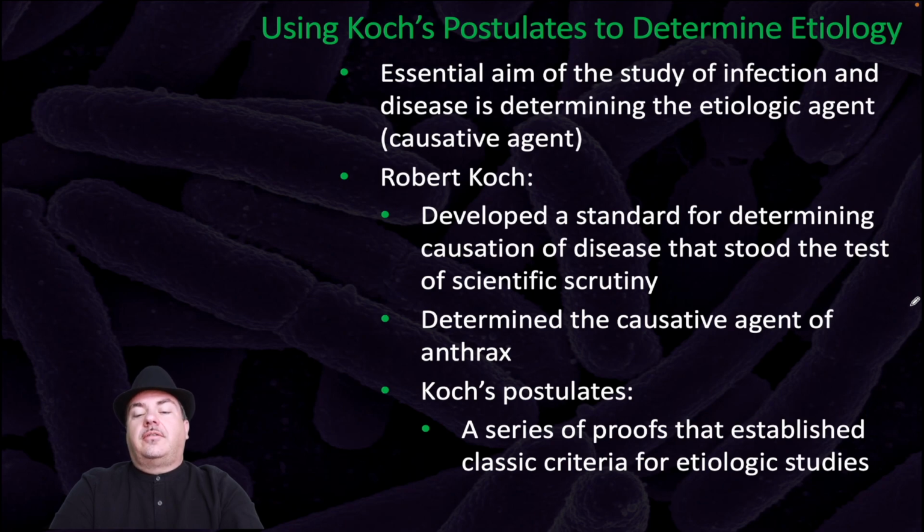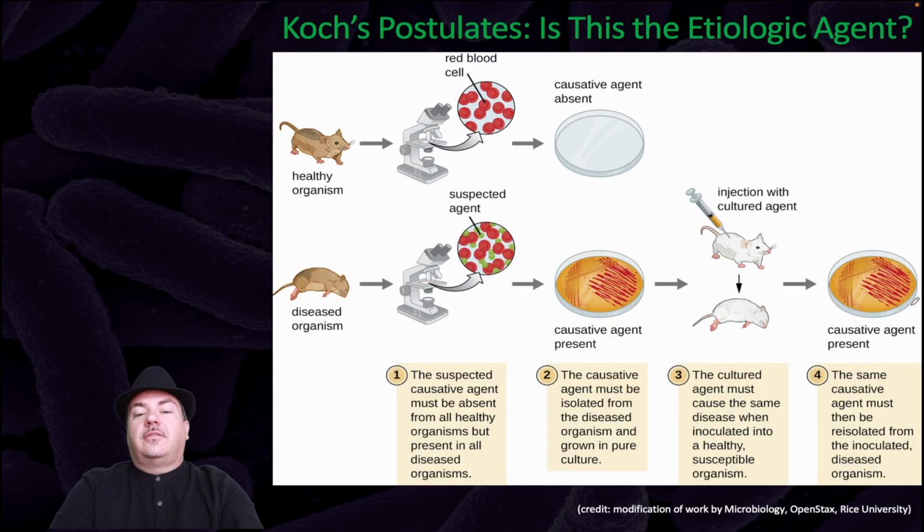Koch's postulates are a series of proofs that establish classic criteria for etiologic studies. For example, let's say you take a healthy organism, examine their blood, and you do not find a causative agent. In contrast, you have a diseased organism, you take a sample of their blood, and find a suspected agent. Now, the suspected causative agent must be absent from all healthy organisms, but present in all diseased organisms.